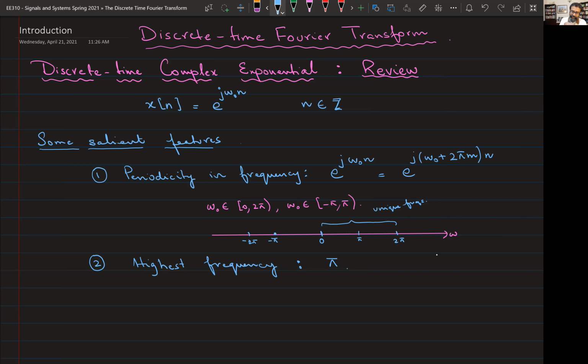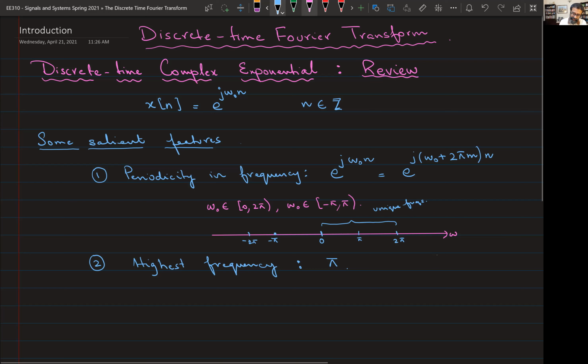The second was that, because of this fact that the frequencies are periodic, the highest frequency that exists in the discrete time case is pi, right? It's pi radians per sample, and that's the highest frequency that corresponds to an exponential, which is minus 1 raised to power n, as we talked about, which has a period of 2. That's the highest rate of oscillation that you can get for any discrete time signal, right?